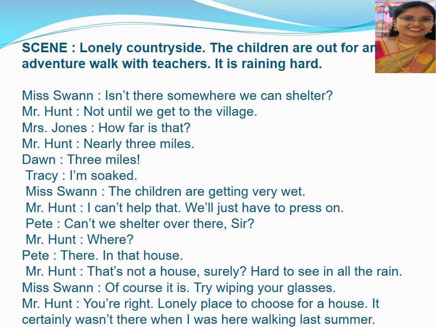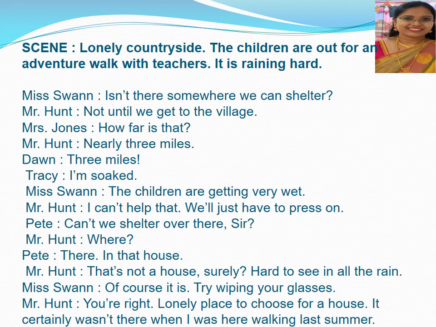So now, Patty, or Pate, whatever, you can say Patty, she saw one house, and she said, can we go to that particular place? So Mr. Hunt says, where is that place? And she says, that is the house. Mr. Hunt said, no, that is not a house, because when I came here last summer, there was no lonely house in this area. And we have to walk 3 miles, and then only we'll get to the village. So Miss Swan says, of course that is a house. You cannot see clearly, so please wipe your glasses and see that's a house.